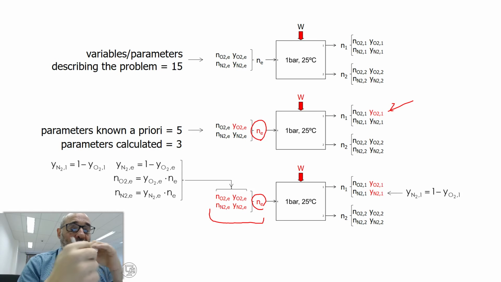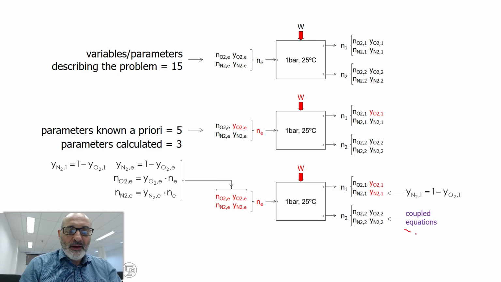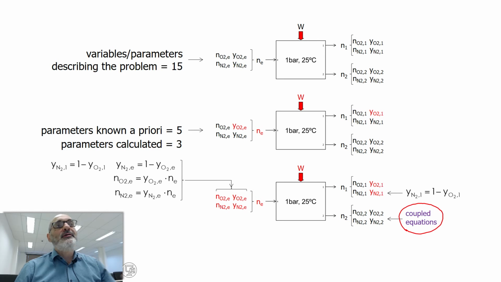Okay? If I fix the concentration at the exit of interest, number 1, let's say, I can calculate the corresponding concentration of the other components. So I have to determine what is not in red in this slide. So I have to solve a number of coupled equations. That's what I'm going to show you right now.